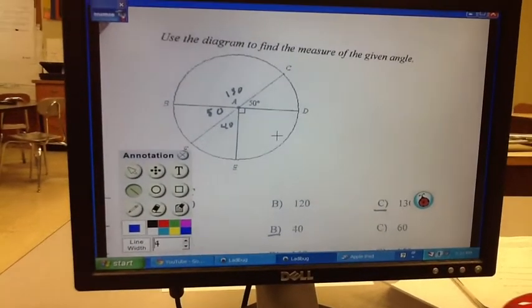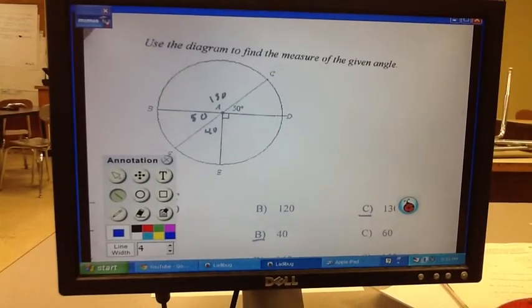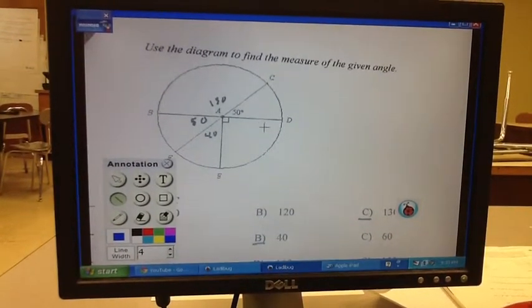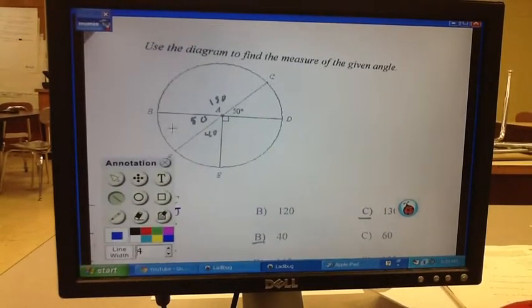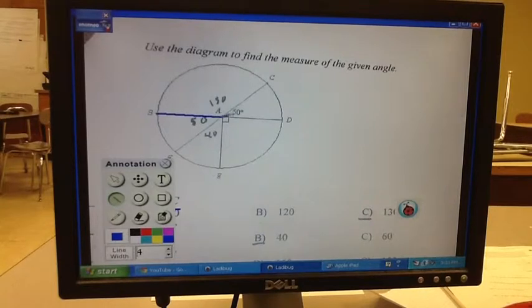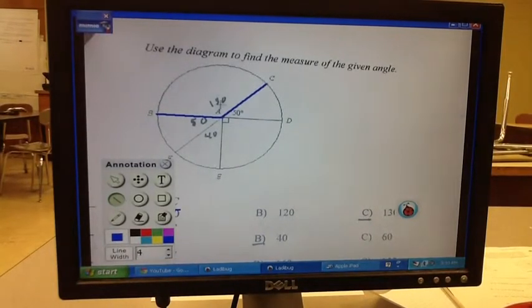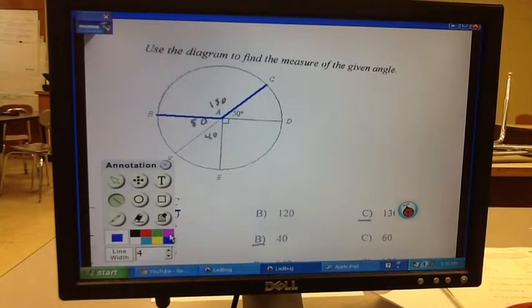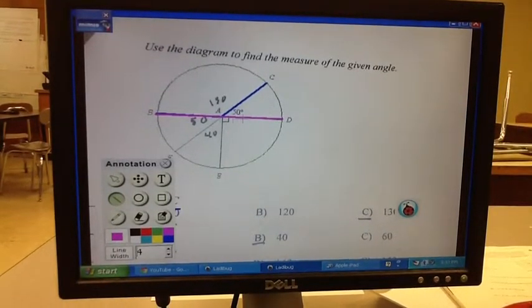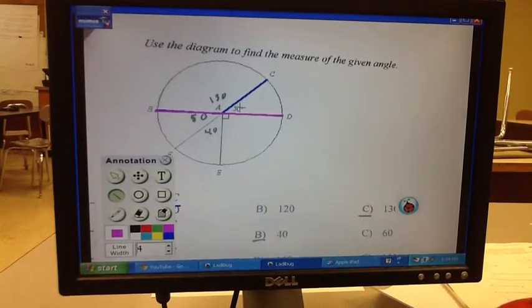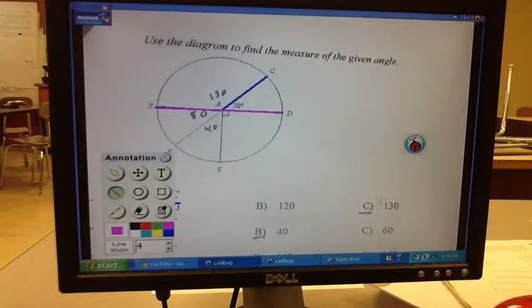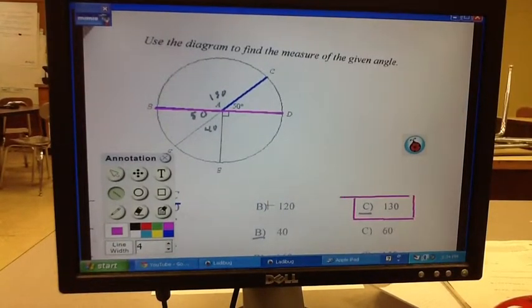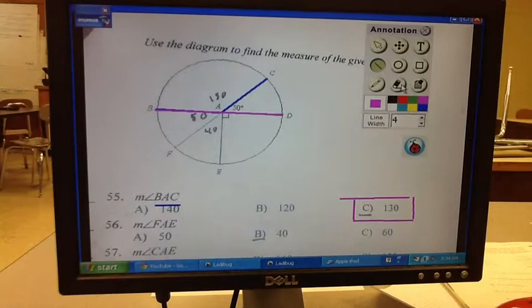We are now on number 55. We're still doing circles. Question 1 of 55 says BAC. BAC is here. Imagine mine's not there. First thing we need to know, look at that pink line there is 180, and if we know this is 50, we can just do 180 minus 50 and get 130. So we'll get 130. No problems. All awesome.